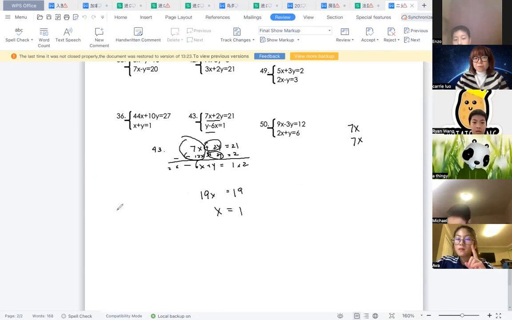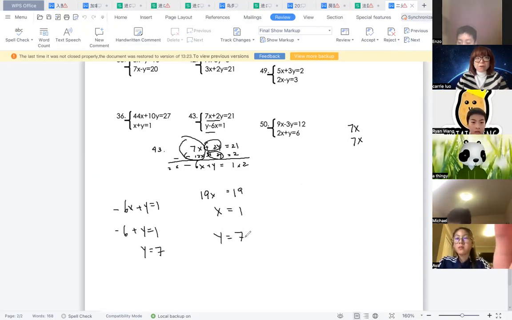So when x equals 1, negative 6x plus y equals 1 becomes negative 6 plus y equals 1, right? So y equals what? y equals 7. Good job, Michael. I think you made a small calculation mistake somewhere, but everything else is right. Michael, very good.